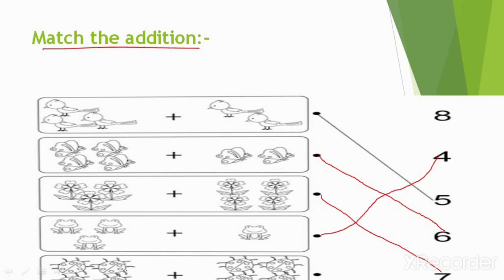Okay. Next is, there is 4 ladybug. Look, 1, 2, 3 and 4. We have to add 4 more to it. After 4, 5, 6, 7 and 8. Here total 8 ladybugs are. So what we have to do? We have to match this with number 8. Okay?